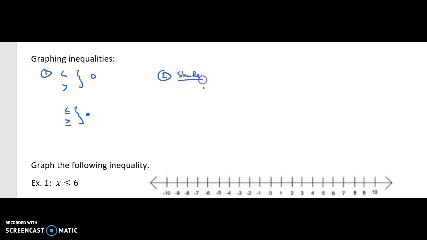All right, the second part is you shade. Okay, now when we shade, if x is less than or equal to, you will shade to the left. You will shade all the numbers that are smaller than that number. If x is greater than or equal to, you will shade right.